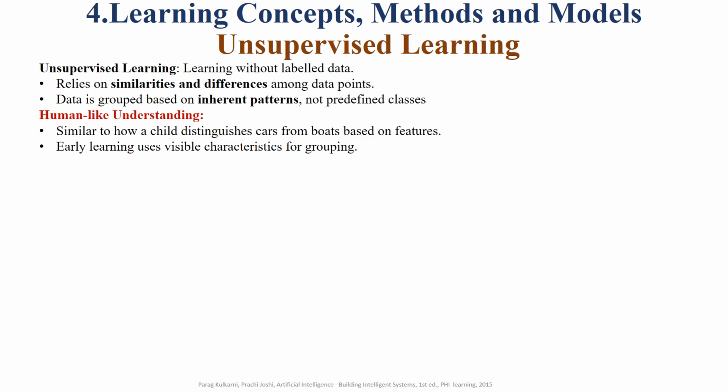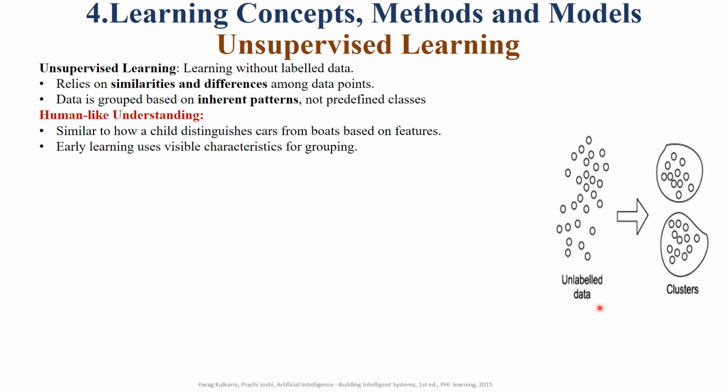Unsupervised learning. Unsupervised learning happens with unlabeled data. So there will not be any predefined classes or labels. Mainly it relies on the similarities and differences. When we ask a child to distinguish and group cars and boards, based on the features it does the grouping. So early learning uses some visible characteristics for that grouping. The same process is applied in unsupervised learning as well.